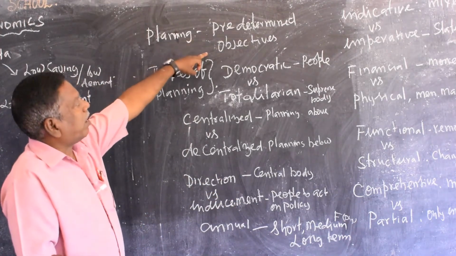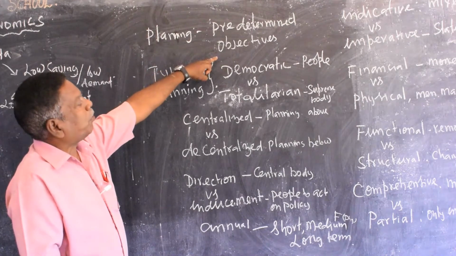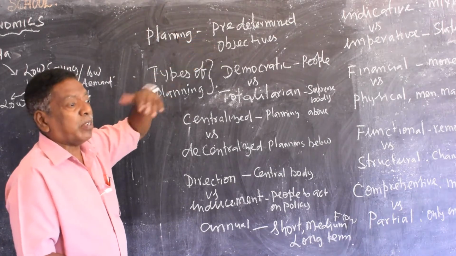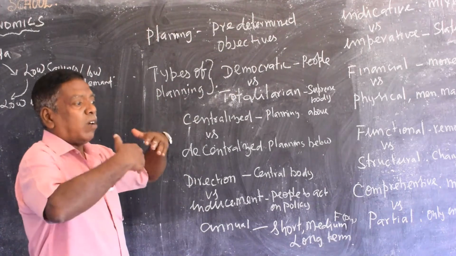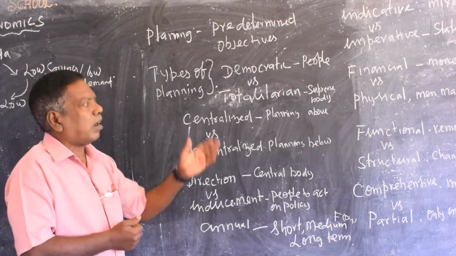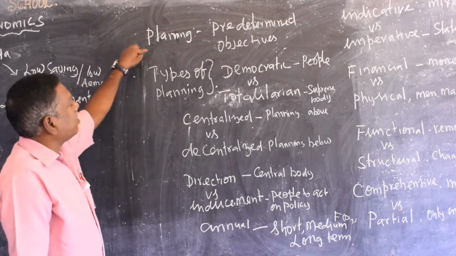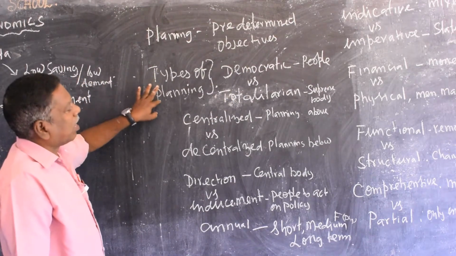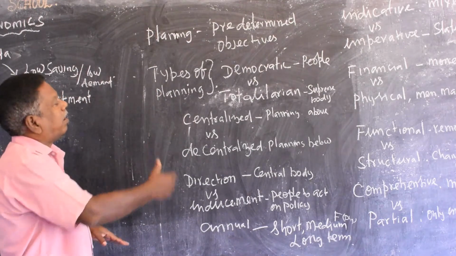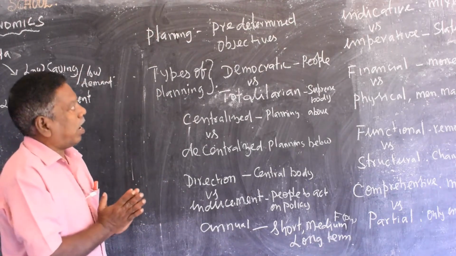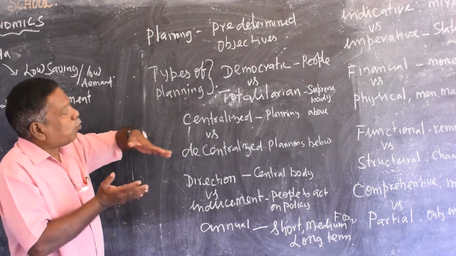So that is predetermined and well-defined objectives, targets and aims of any economic activity. Well in advance, it is categorically arranged and then implemented. That is your planning. Now, planning has different types. I have given the types of planning in twos only.